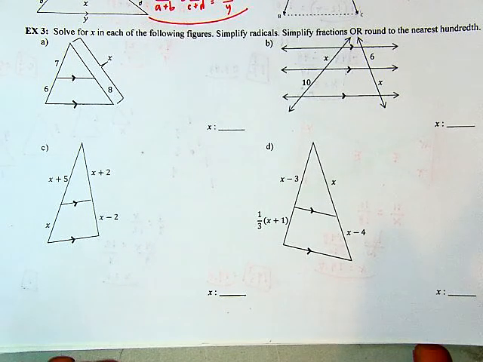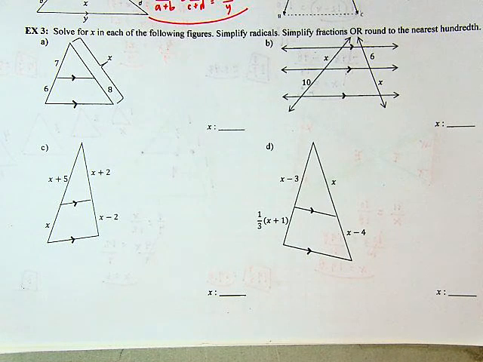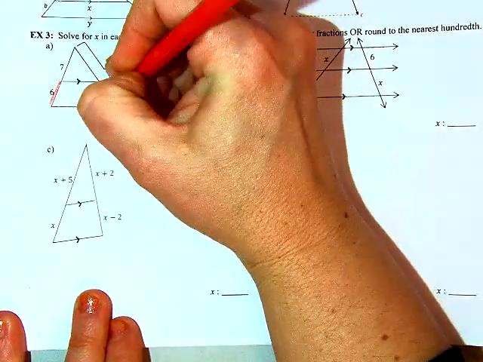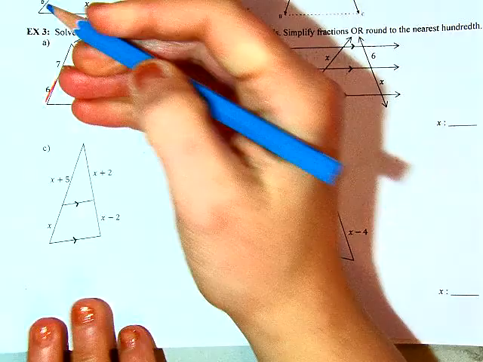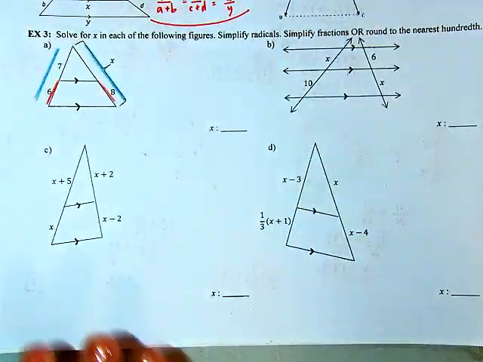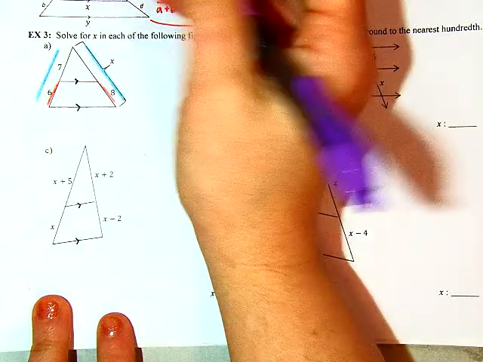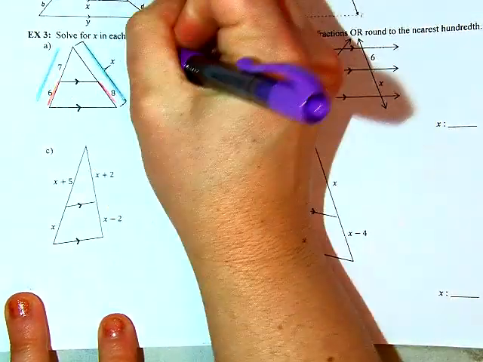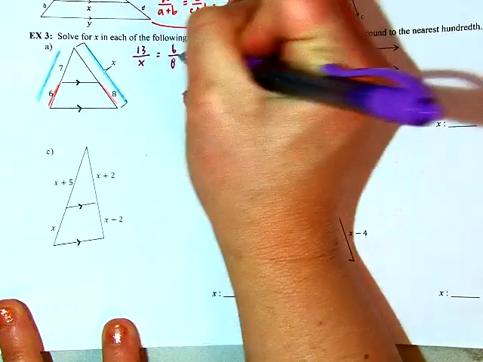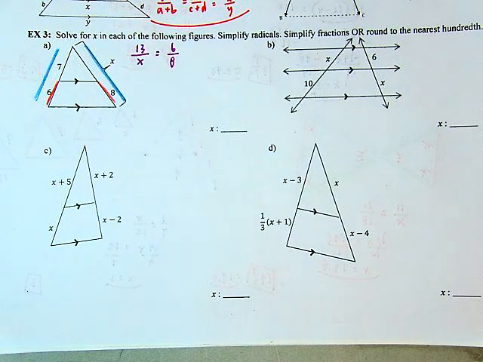All right, so in example 3, solve for x in each of the following figures, simplify fractions, or round to the nearest hundredth. So I can use that side splitting theorem now. If I'm looking at corresponding parts, I can say 6 is to 8, just as this full measure, 13, is to what I want, which is x. So 13 is to x, just as 6 is to 8. I can build off that proportion.